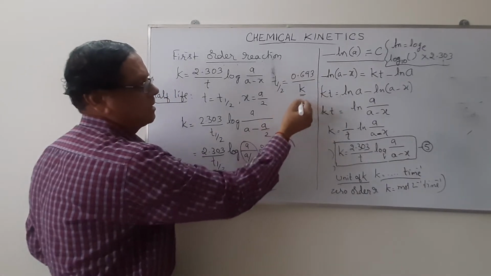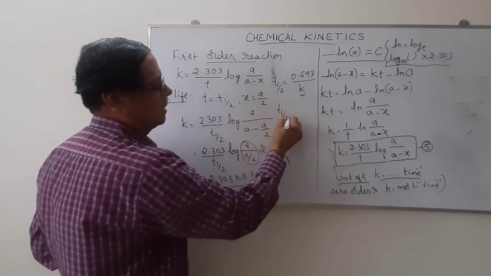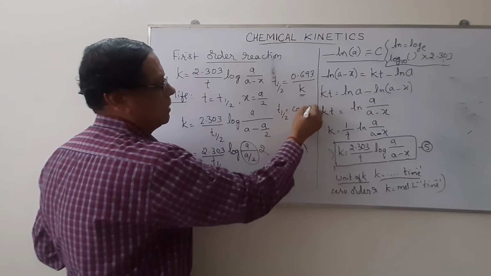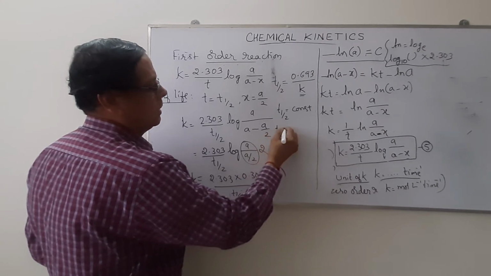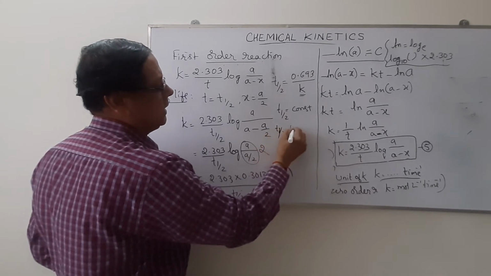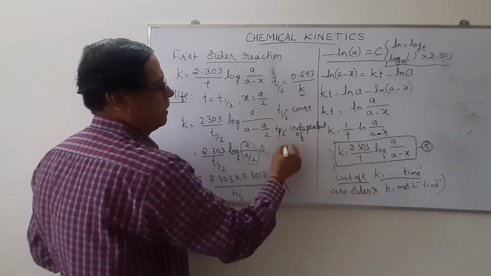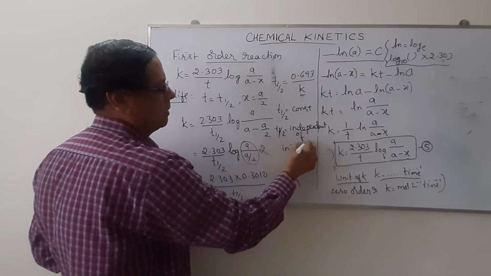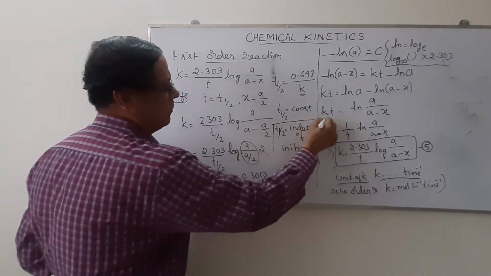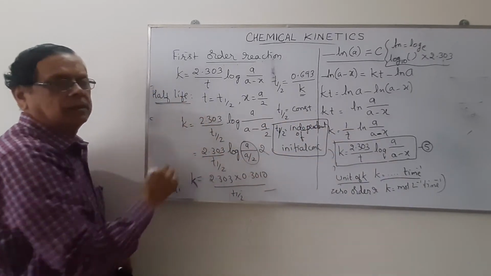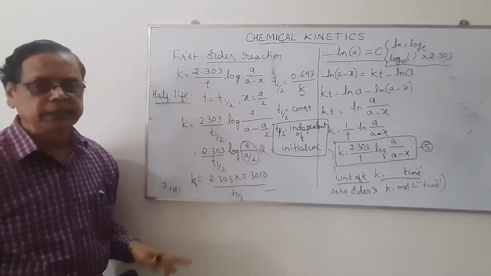Since k is a constant at constant temperature, this half-life is a constant. That is, half-life is a constant for a first order reaction. That is, t half is independent of initial concentration. So this is the result that we get from the derivation of half-life from k is equal to 2.303 by t log a by a minus x.